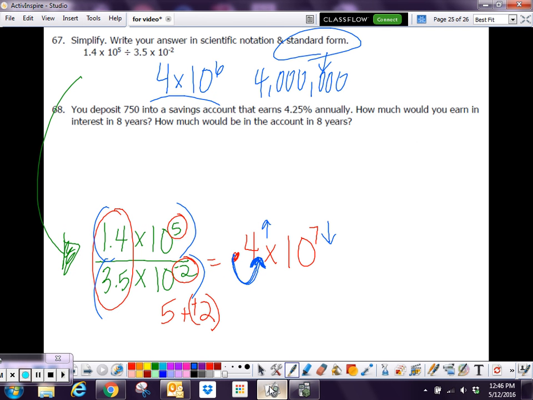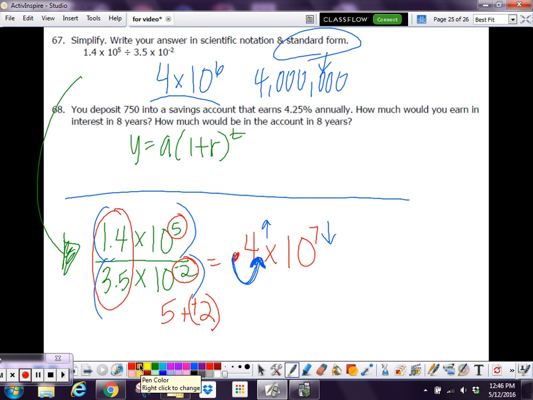All right, last question, 68. You deposit $750 into a savings account that earns 4.25% annually. How much would you earn in interest in 8 years? How much would be in the account in 8 years? Okay, now you're going to be given this formula, so you don't have to have it memorized, but you need to know what to plug into this. Okay, so this is your growth model, and this is something that's growing, money in a savings account, so we're going to use this model.